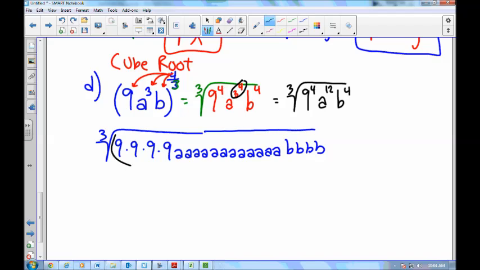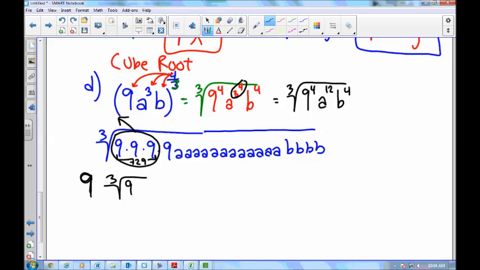I know some of you noticed that the A's are pulled out, but did anyone notice that the 9's pull out? So when you pull out a group of 3, what number do you put in front of the cube root? Yeah, you pull out a 9. The cube root of 9 cubed, 9 to the 3rd power, 729, is 9. These three together is 729. So if you pull out a group of 3, it's just 9.